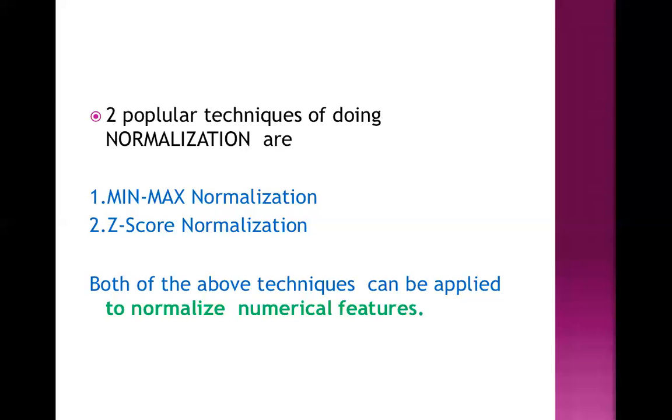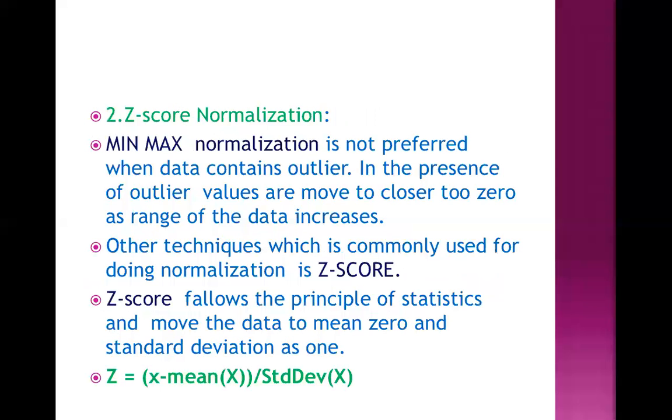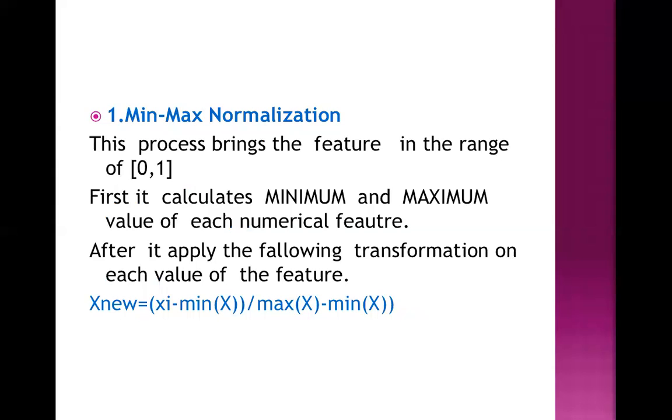We are going to normalize specific features. What features can I select for normalization? Example, first one, min-max normalization. Here the min value means 0 and the max is 1. So the process brings the feature into the range between 0 and 1.